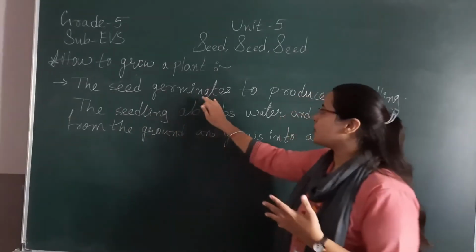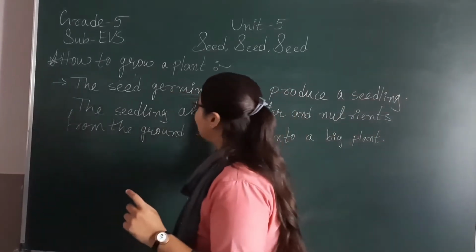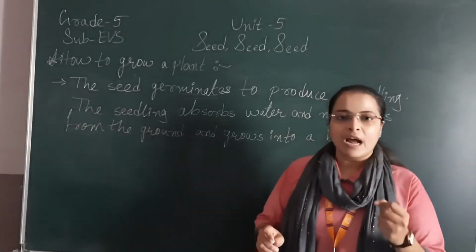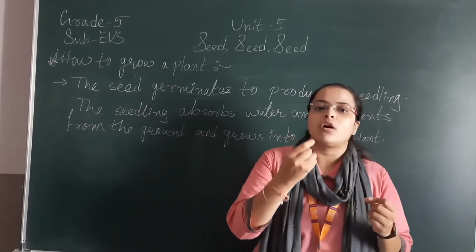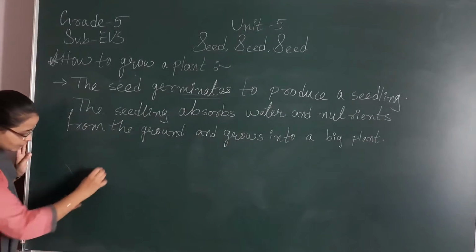The seed germinates to produce a seedling. What is the meaning of germinate? It means the process of germination. When your seed comes out from the soil, that is called germination. Let me show you the proper drawing.